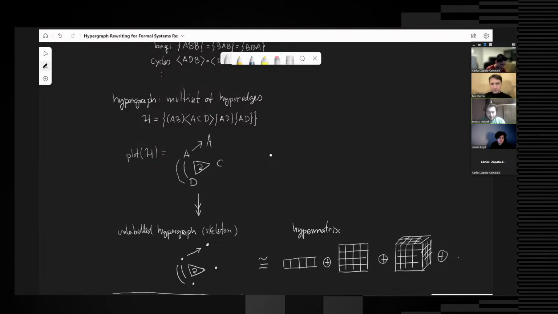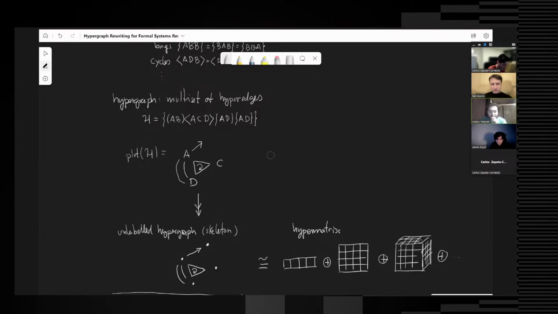And the problem is that if you're interested in A as a distinguished element in your formal system, that edge there is actually the A arrow A, a self edge. So the information it carries is different. All I'm saying is that hypermatrices, again, do not keep track of labels.